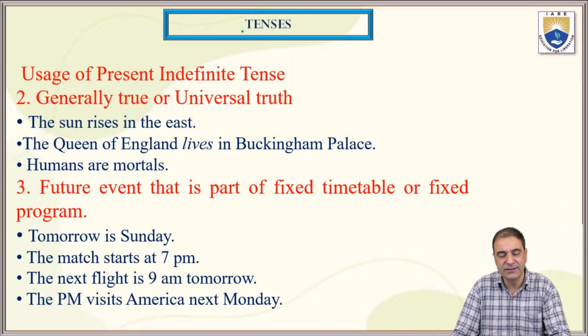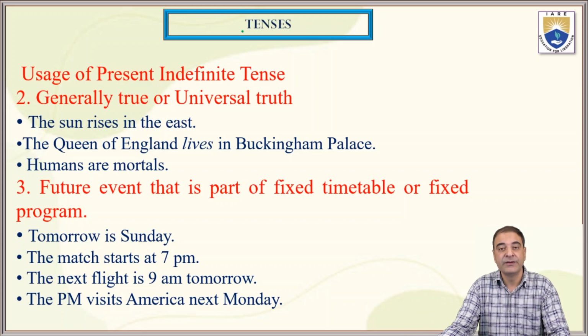And then the next one is this: we use simple present to express the future if that future action is part of a fixed timetable or fixed program. Remember, this is very important to understand. Yes, of course, we can use simple present to express a future action if that future action is part of a fixed timetable or fixed program. Like here, tomorrow is Sunday. Today it is Saturday. I'm talking about tomorrow, and tomorrow is future. At the same time, I'm talking about Sunday, and Sunday is also future. And still look at the tense, and the tense is simple present.